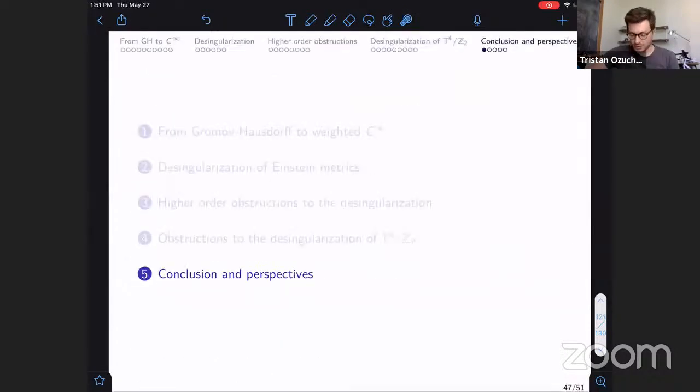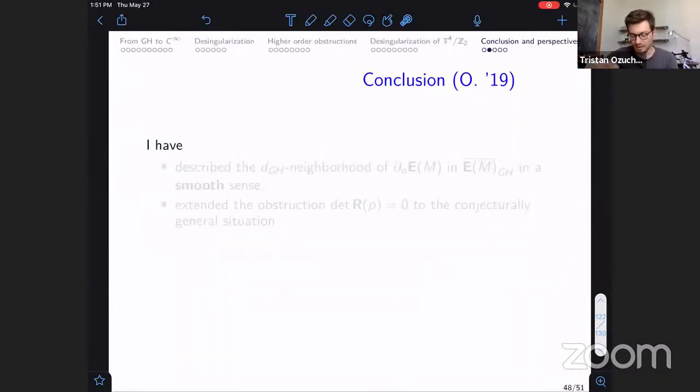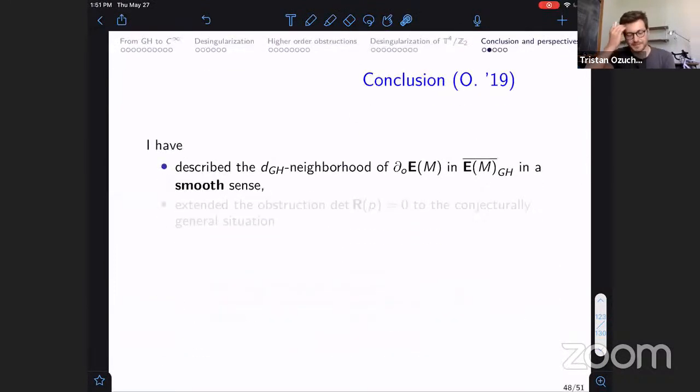So let me now conclude and just come back to all of what I've talked about. I will do it in chronological order. So the first papers deal with two things. First, the structure of the moduli space. So we completely describe a Gromov-Hausdorff neighborhood of the boundary in a smooth sense, thanks to a gluing and perturbation procedure.